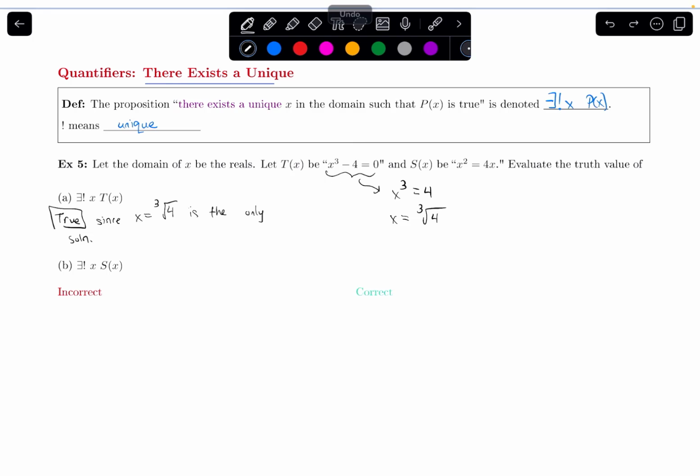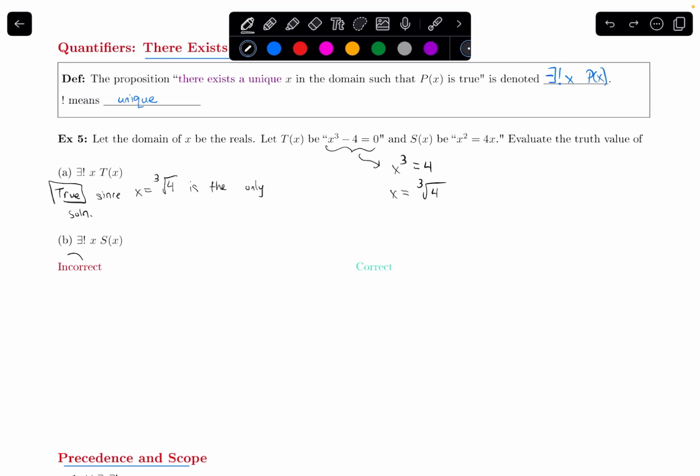Okay, let's look at part B, which says there exists a unique x such that s of x is true, such that this equation is true. For this equation, I'm going to solve it in two ways. I'm first going to do it incorrectly because there's a really common mistake people make with equations like this, and I want to clearly point out what that is. Then I'll talk about the correct way of doing it. So the incorrect way first. If I have x squared equals 4x, let's divide both sides by x. So x squared over x equals 4x over x, and then I get x equals 4.